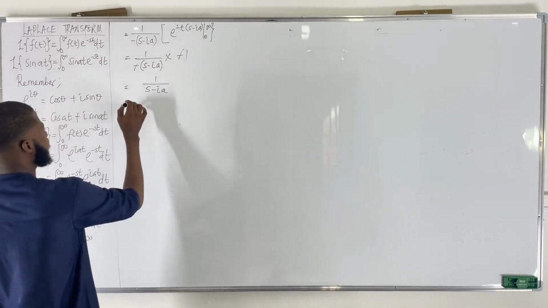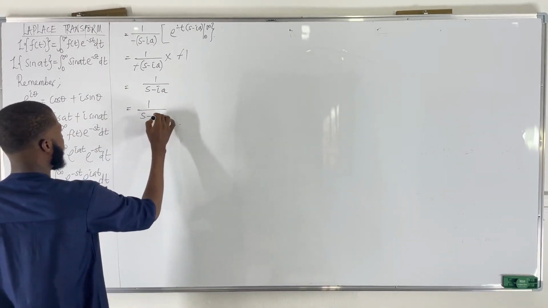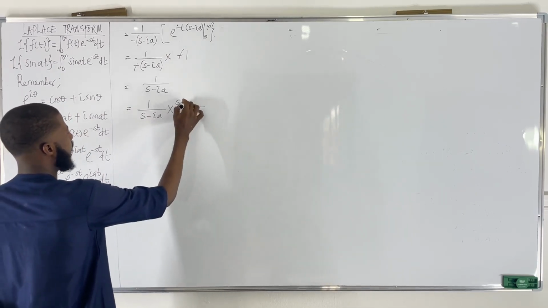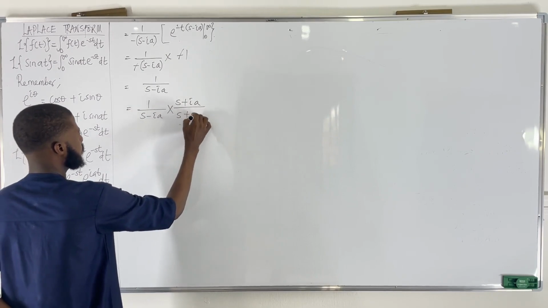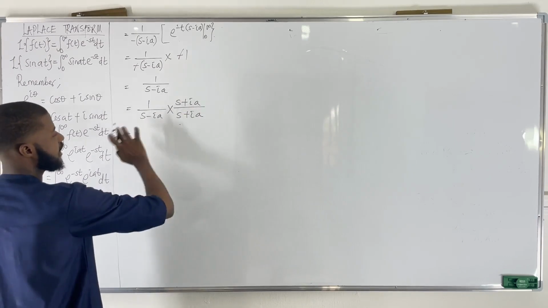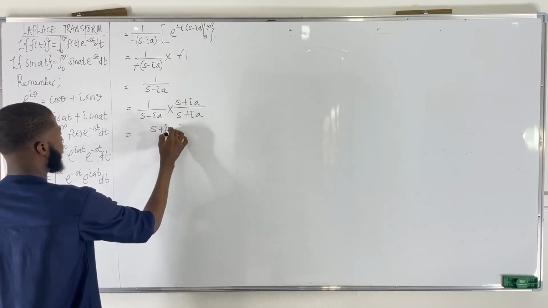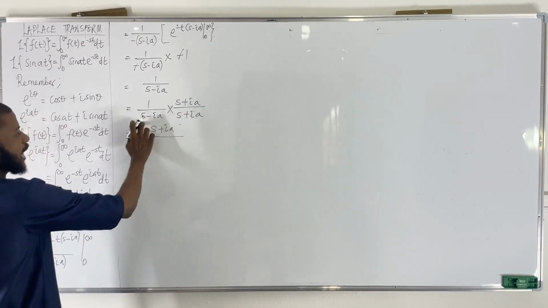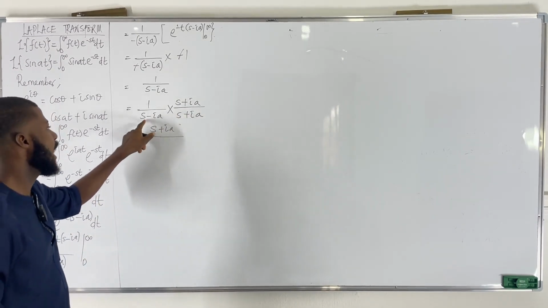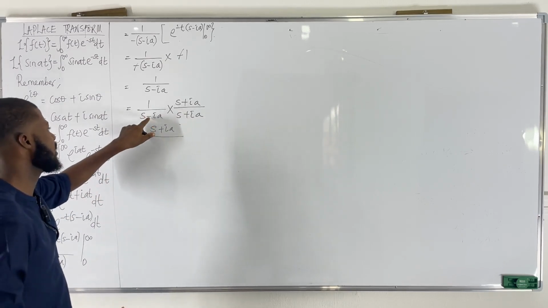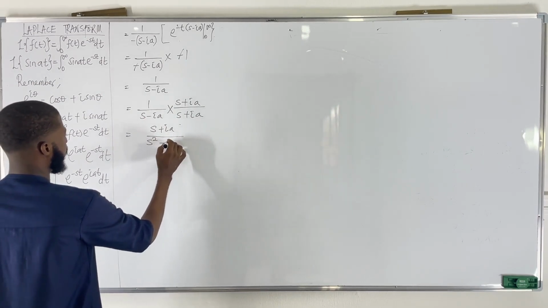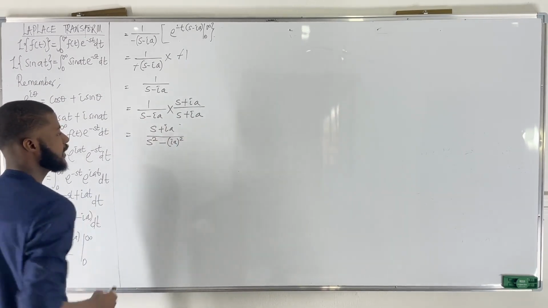To rationalize this, I have s minus ia. I will be multiplying numerator and denominator by s plus ia. When I do this, I'm rationalizing. So 1 times anything is that same thing, so this will be s plus ia. Now if you take a look at these two, they make up a difference of squares. They are almost the same, the only difference is minus and plus. So the denominator is s squared minus ia squared.